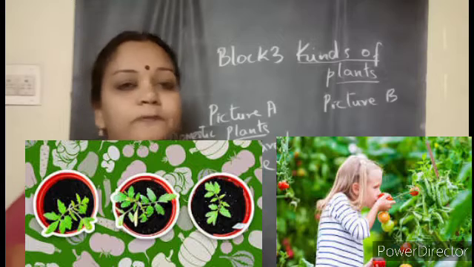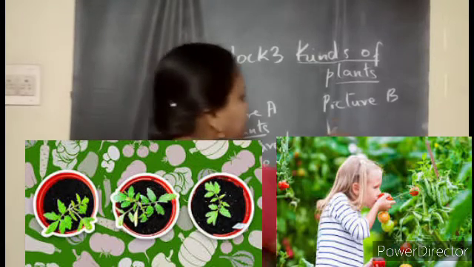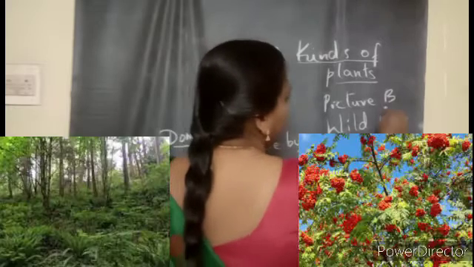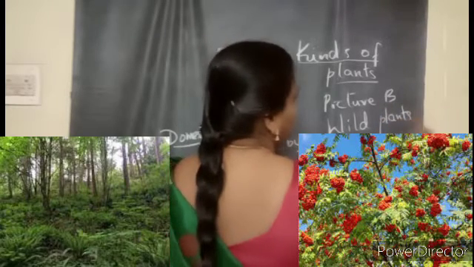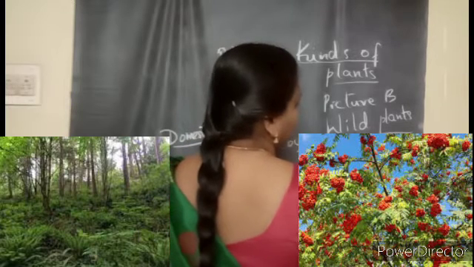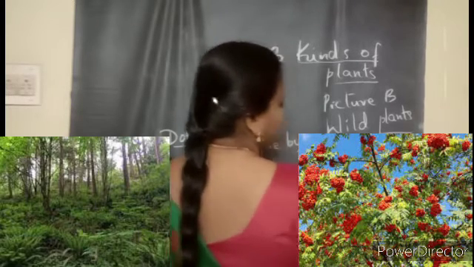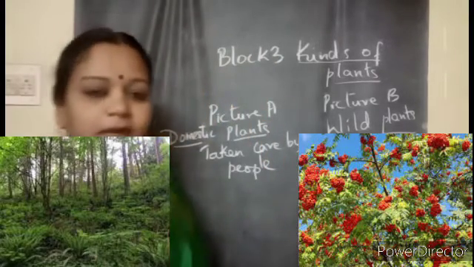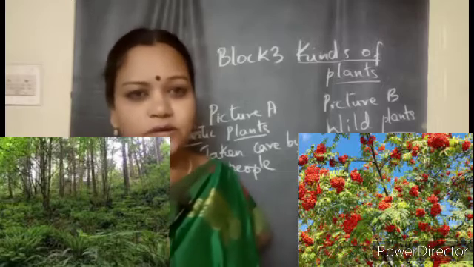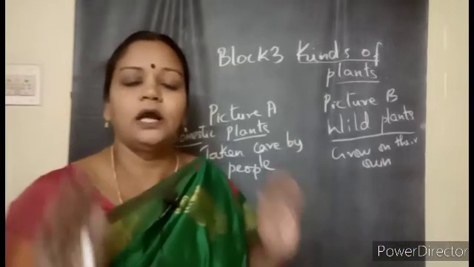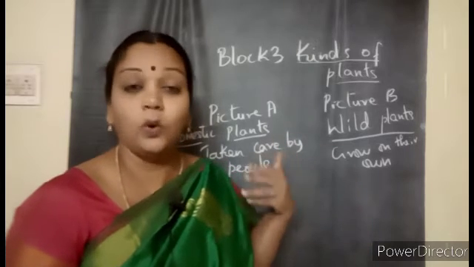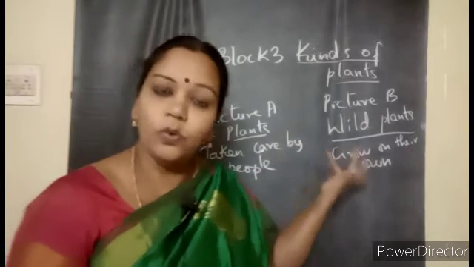But when you come to picture B, they are the wild plants. Once you hear wild, you know that they grow on their own. They grow on their own. Both kinds of plants prepare their own food, but wild plants are not taken care of. Nobody will go to the forest and remove the weeds. Nobody will trim the leaves, or give them any care, but they grow on their own, and they are the wild plants.